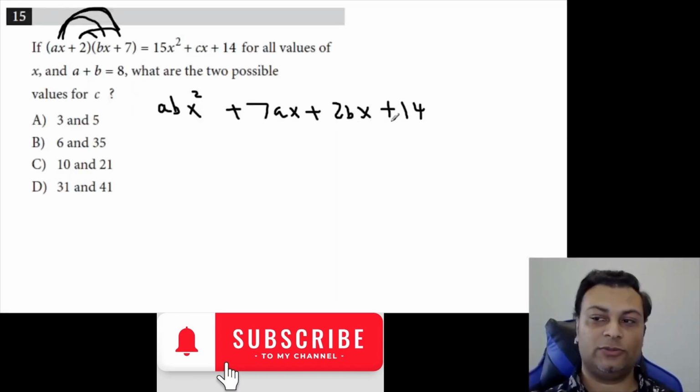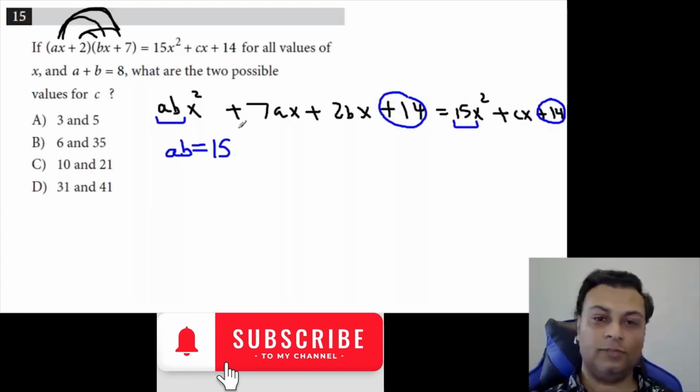And that's going to be equal to this 15x squared plus cx plus 14. Okay, and if these are equal for every value of x, that means everything has to match up appropriately. You see the plus 14 there? It matches up with that plus 14, so everything's good so far. There's an AB here, which is the coefficient of x squared, and that's 15. So AB equals 15.